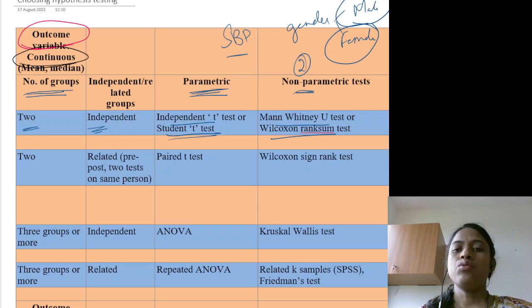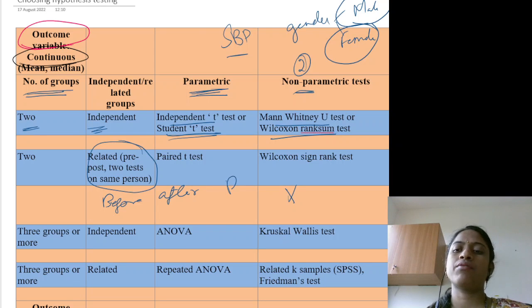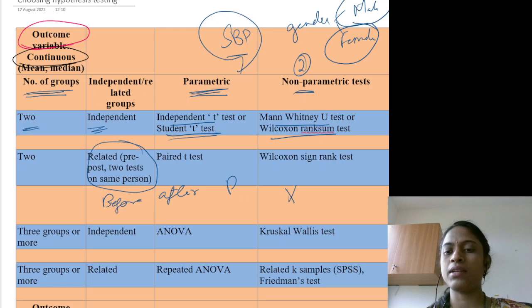Now, the outcome variable is continuous, the number of groups is 2 and the groups are related groups. What do we mean by related groups? It is before and after type of data. Suppose we want to give an intervention X to check whether the intervention is going to decrease the blood pressure.